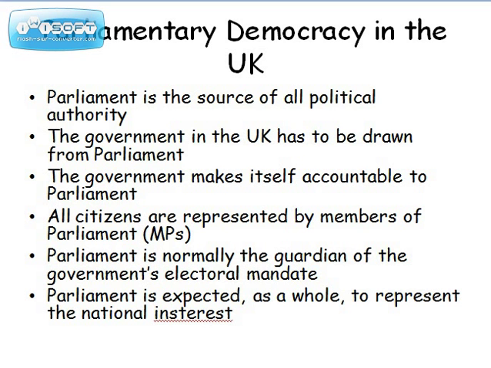Then we've got Parliament is normally the guardian of the government's electoral mandate. The governing party has a mandate to put its proposals into action based on the previous manifesto. Parliament has to ensure that the mandate is not abused, and if government seeks to step outside or beyond this mandate, it reserves the right to veto such government action. Next, Parliament is expected on the whole to represent the national interest. On occasion this might even involve the defeat of the government on a vote, though this is quite rare.